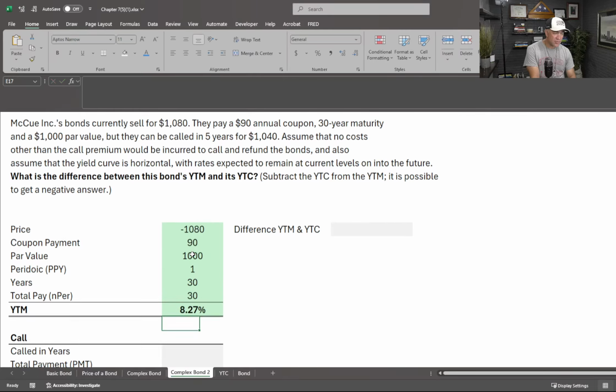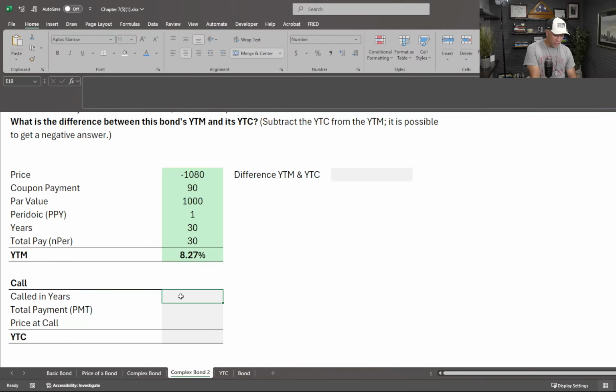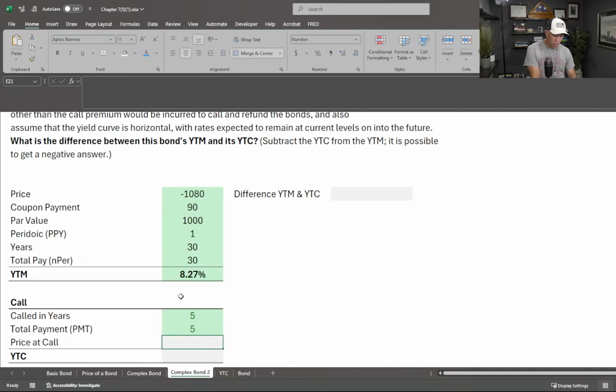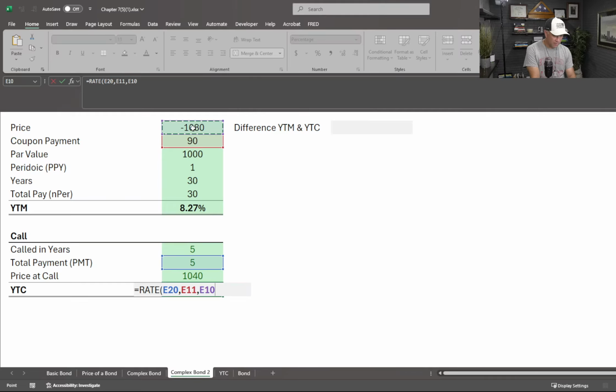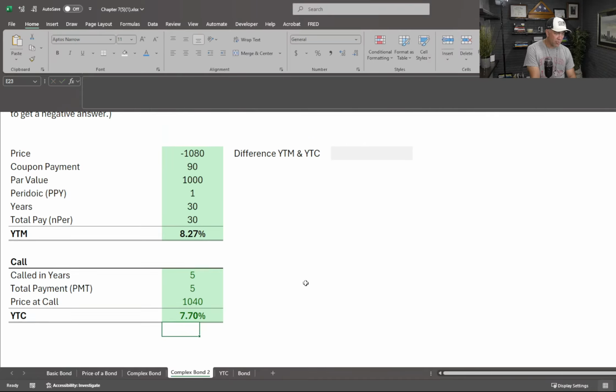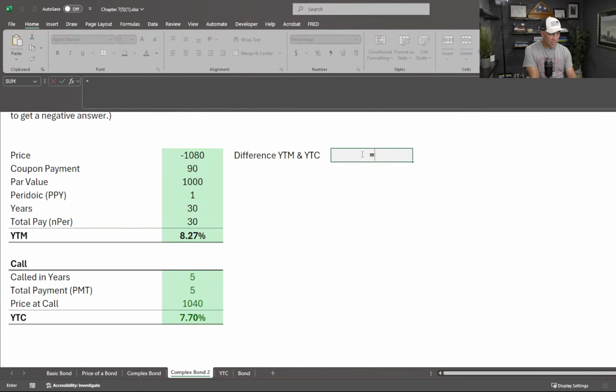So that's 8.27. However, they could call it within 5 years. That would be a total number of payments of 5. And then the price to call is 1,040. That means if they end the contract soon, they have to pay you for that difference. So I'm going to type in rate. Number of payments was 5. PMT did not change, 90. The price we paid did not change. However, the future value is the price to call. So 7.70, and all I'm going to do here is find the difference between those two values.